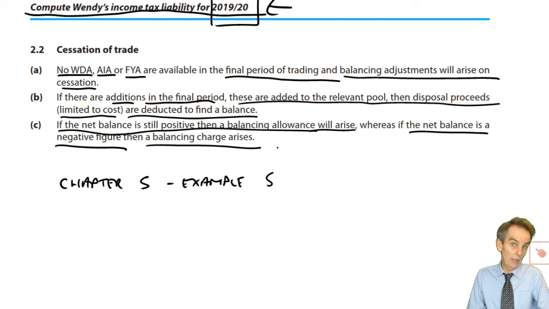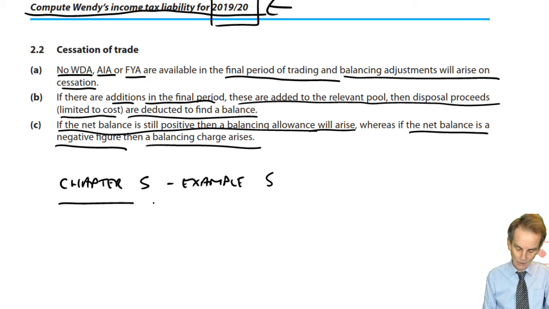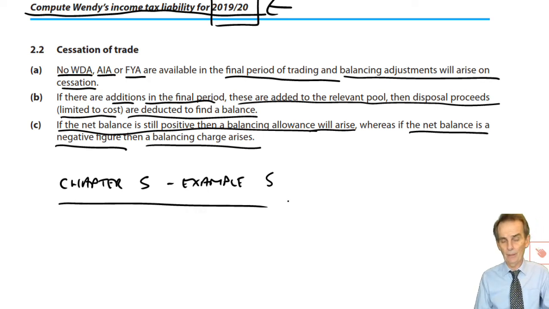We have already done an example on this, as we in fact have done on opening years as well. But if you look back to Chapter 5, Example 5, make sure you're happy with how you deal with these capital allowances in closing years there as well.